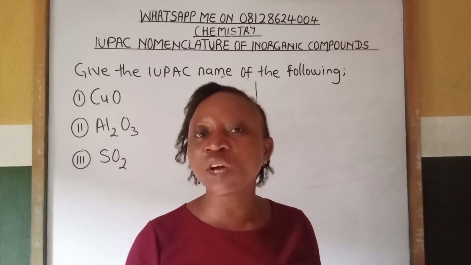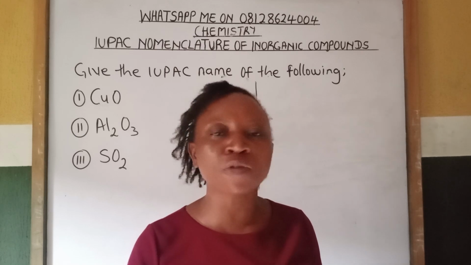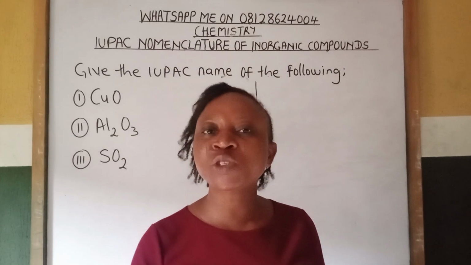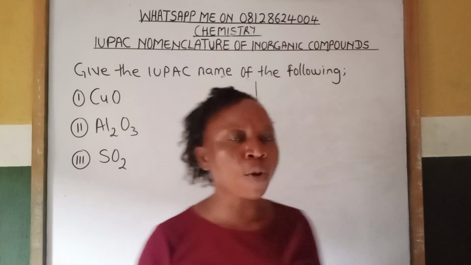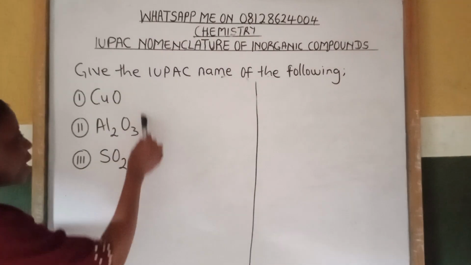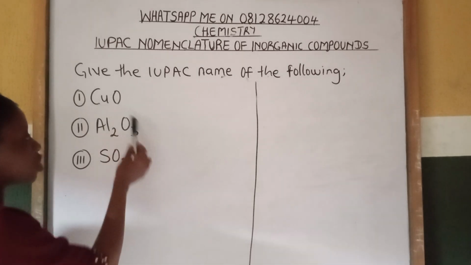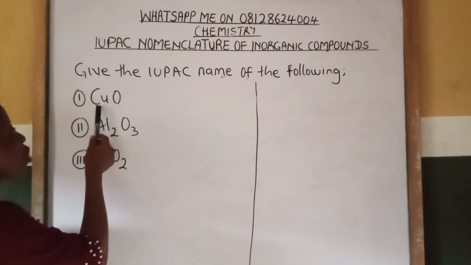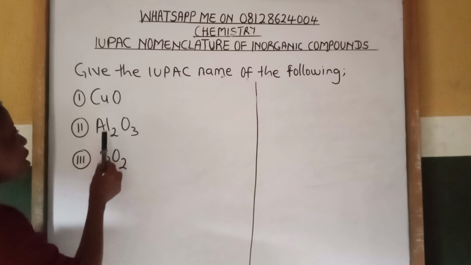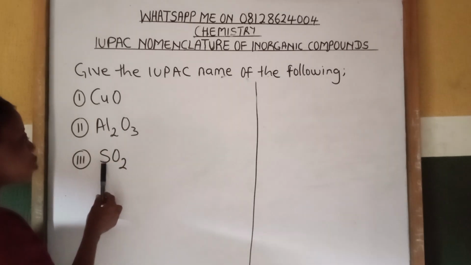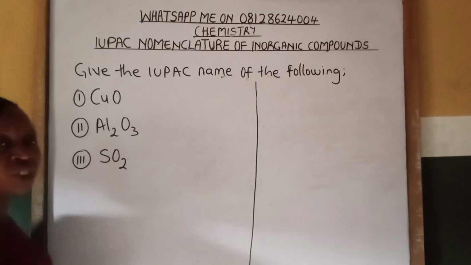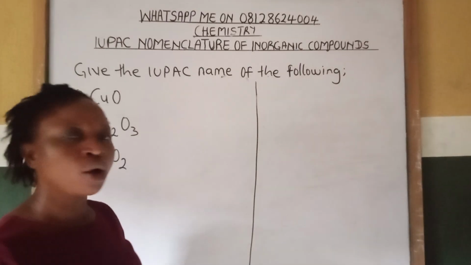Binary inorganic compounds are compounds that consist of two elements. So the following compounds are binary inorganic compounds because they consist of two elements. The first one consists of copper and oxygen. The second one consists of aluminium and oxygen. The third one consists of sulfur and oxygen. So therefore, they are binary compounds.